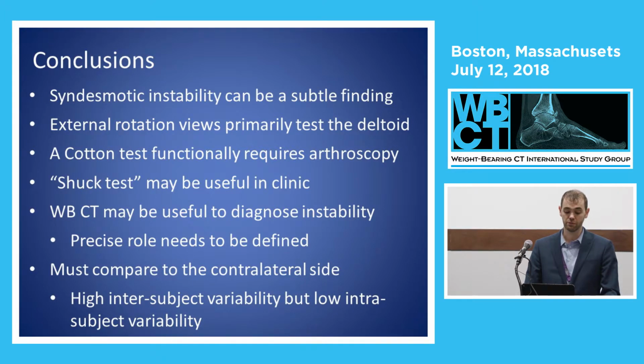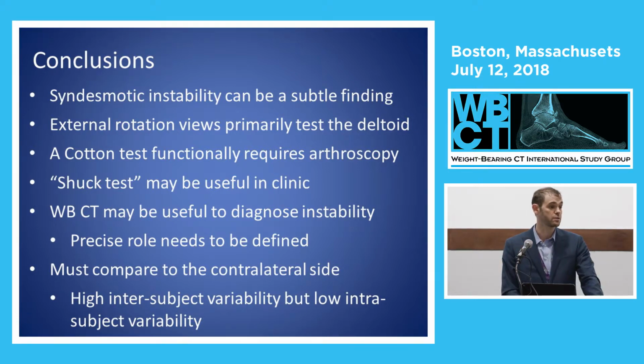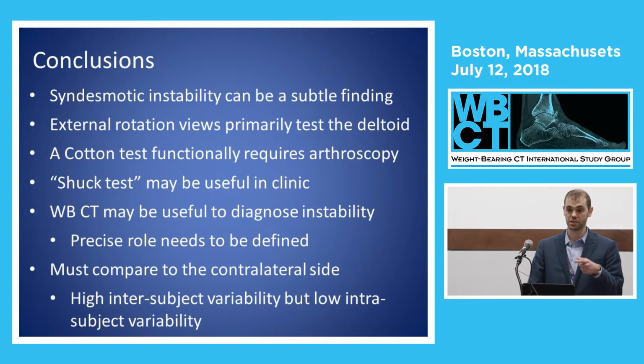External rotation views, which are available to us in clinic on standard radiographs, primarily test the deltoid based on cadaveric studies. A Cotton test is probably better for the syndesmosis, but it requires something like arthroscopy. A shuck test in clinic is what I've used more and more, which is you grab the fibula and move it back and forth. And weight-bearing CT may be useful to diagnose instability, though that role needs to be further defined, and that's why these study groups are so important.